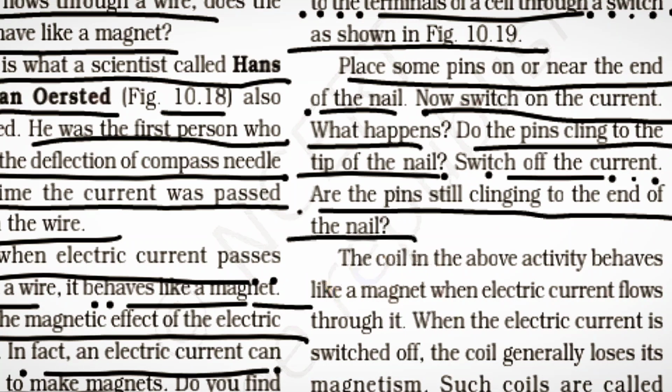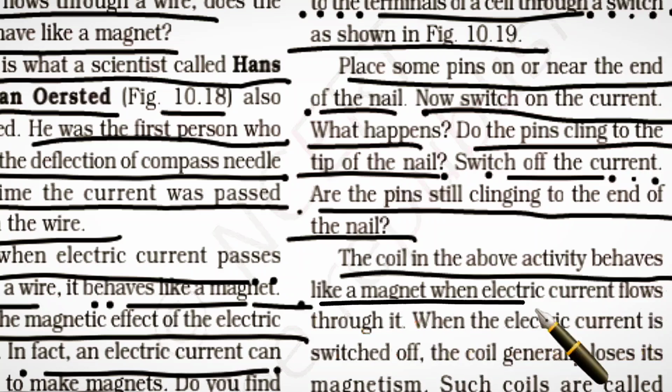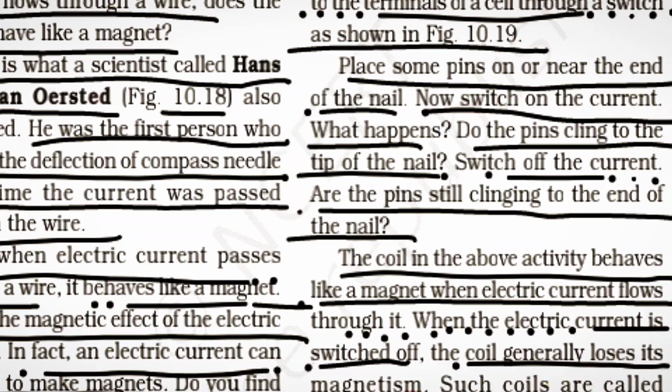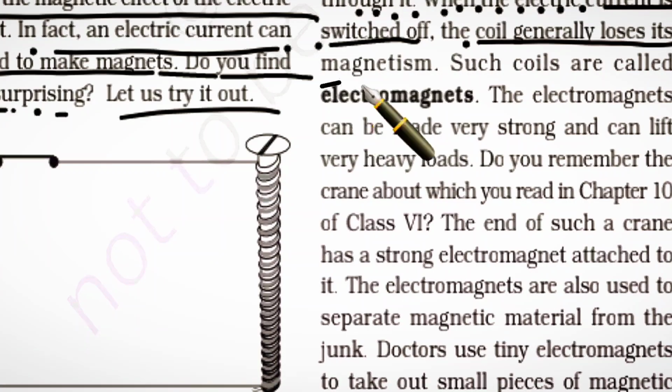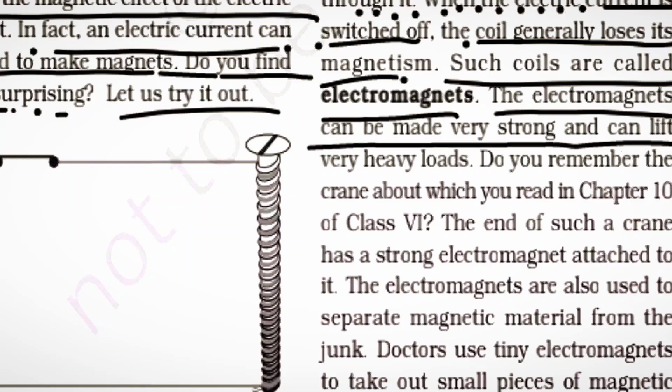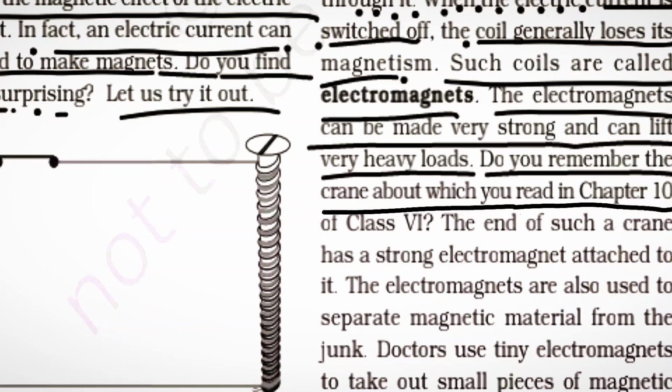The coil in the above activity behaves like a magnet when electric current flows through it. When the electric current is switched off, the coil generally loses its magnetism. Such coils are called electromagnets. Electromagnets can be made very strong and can lift very heavy loads. Do you remember the crane about which you read in chapter 10 of class 6? The end of such a crane has a strong electromagnet attached to it.